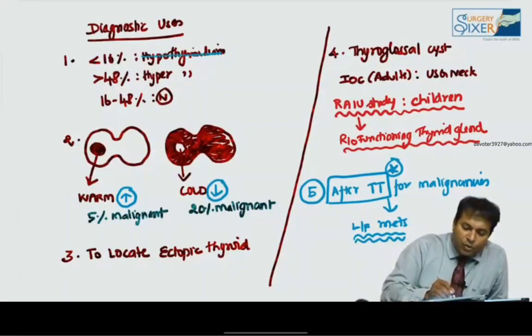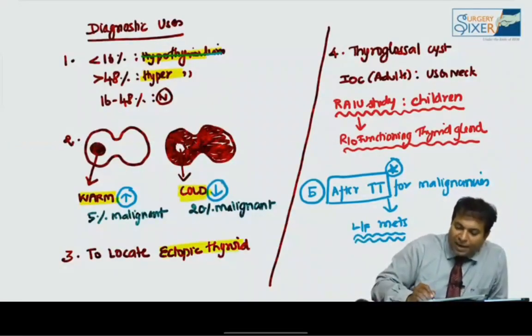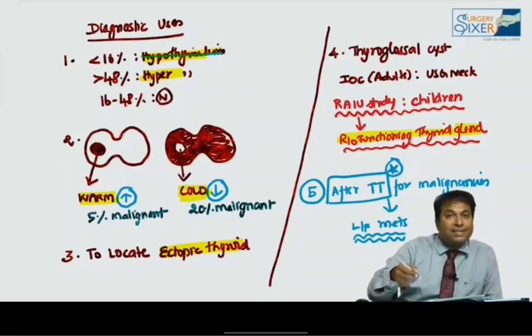So what are the uses? To look for hypo or hyper, to look for warm nodule or cold nodule, to look for ectopic thyroids, to look for functioning thyroid gland in a thyroglossal cyst in children, and to look for mets.